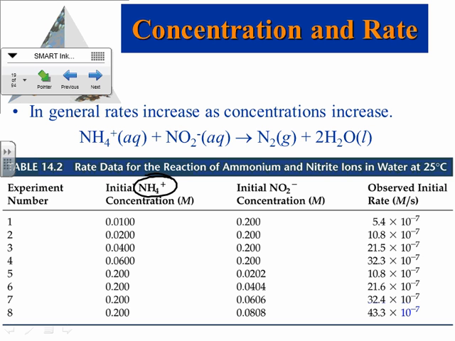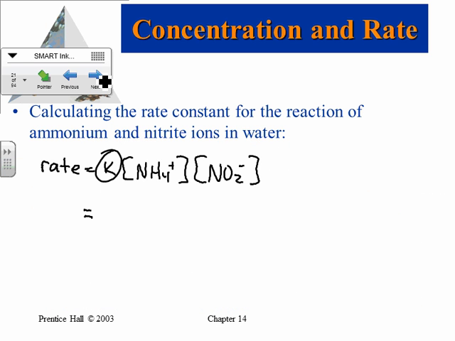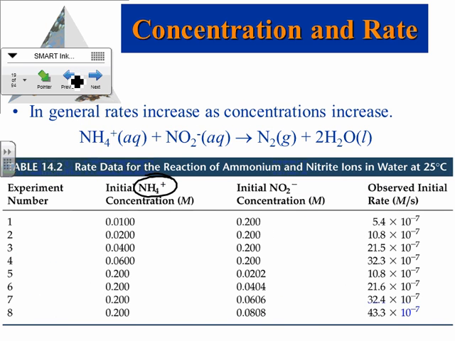But in experiment 1, we've got an NH4+ concentration of 0.01, times the NO2- concentration here, which is 0.2.